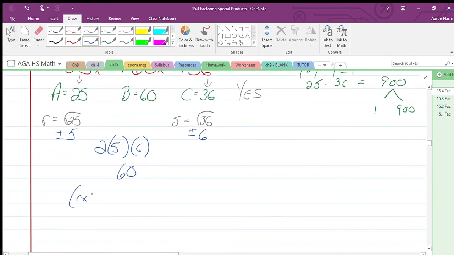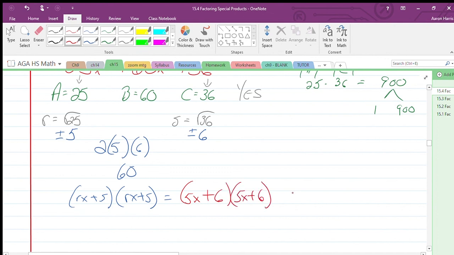So here we go. Put in Rx plus S, Rx plus S. Okay, so that's nothing more than R is what? 5. Put the X. What's S? 6. So I got 5x plus 6, which is really 5x plus 6 squared. And there's my answer.